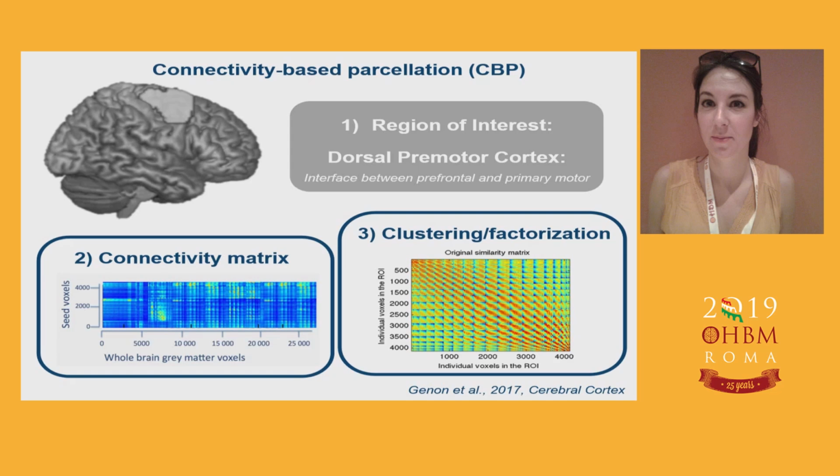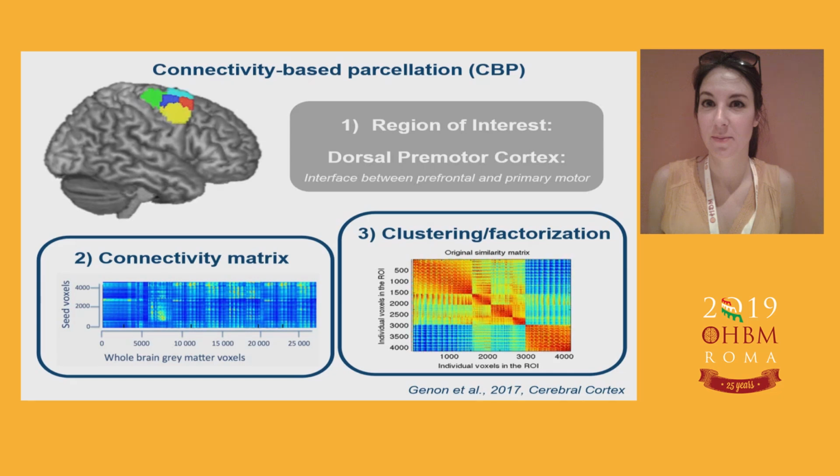We put this information in a connectivity matrix, and then we use a clustering or a factorization approach to summarize and represent what is in the data. What the clustering does is look at the similarity of the voxels and enforce a subdivision into different groups of voxels that show similarity in their connectivity profile. Here, for example, we enforce a parcellation into 5 clusters, and this is what best represented the data.